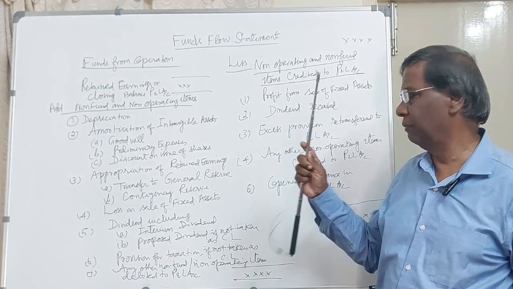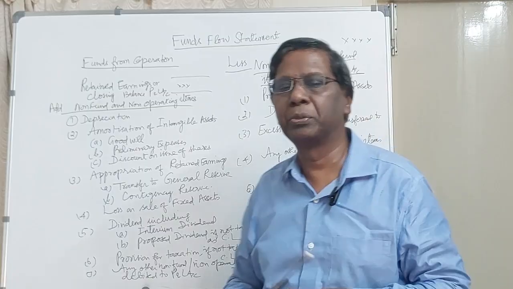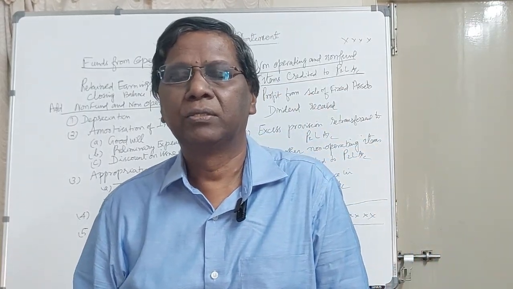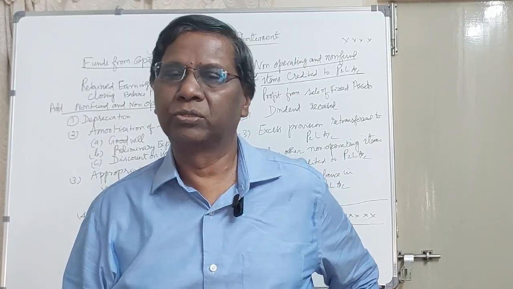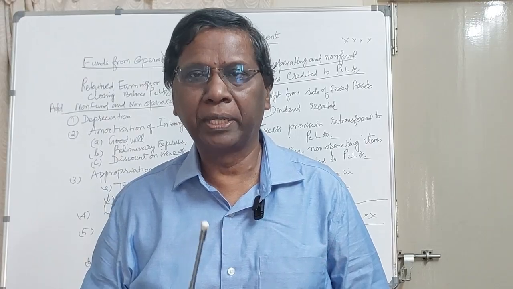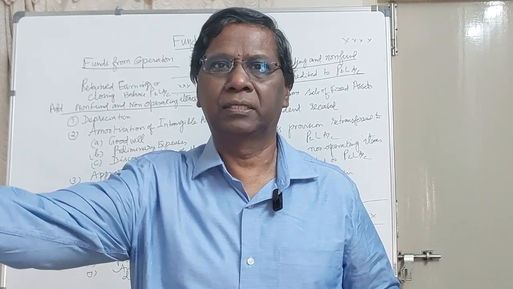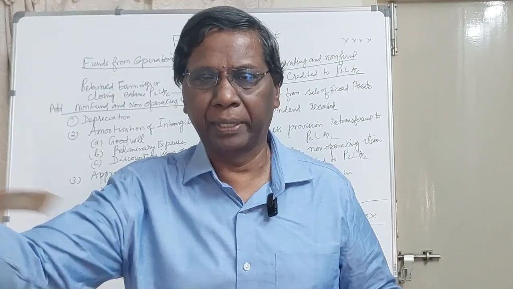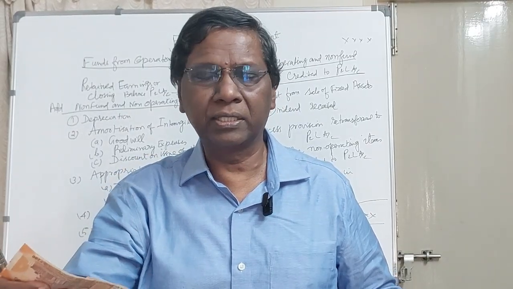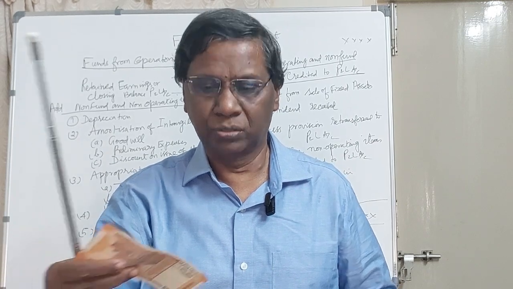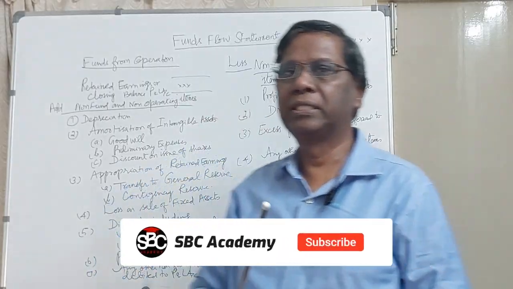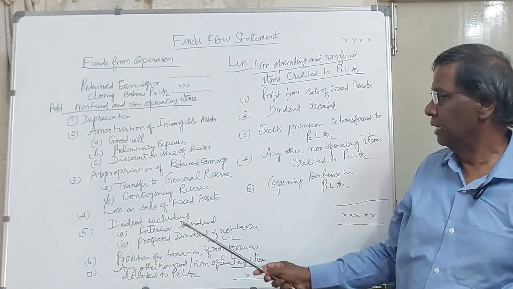For example, loss on sale of fixed assets. Suppose 10,000 rupees is the written down value. As per the book, you have sold it for 8,000 rupees. 2,000 is a loss. But are you paying any cash? Take this loss on account. Are you paying? No, you're not paying. It is a loss, but funds are not involved in this. So you have to add back. So you got the point? You have to add back. So these are the things, like loss on sale of assets.